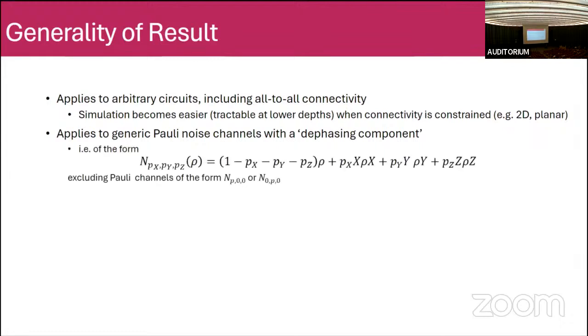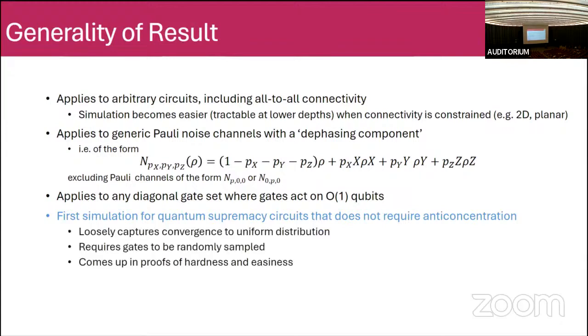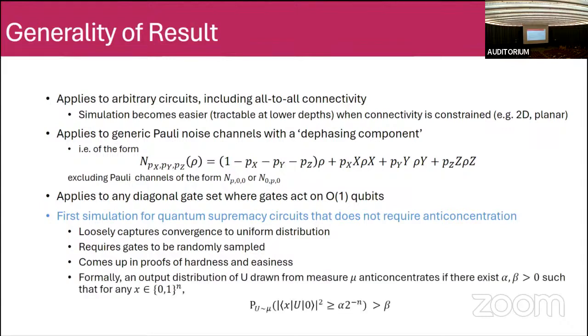That's the math equation for that. And it also applies for any IQP circuits, like any diagonal gate set you use to construct your IQP circuit, as long as each gate acts locally. So again, I'll stress it doesn't require anti-concentration. And since I didn't define it before, this is a little hand-wavy, but anti-concentration tells you, over an ensemble of random circuits, how flat is your distribution. This is the formal definition of it. It comes up in proofs of hardness and easiness, but it's something we're not going to need for our classical simulation algorithm, so I won't go too much into it.